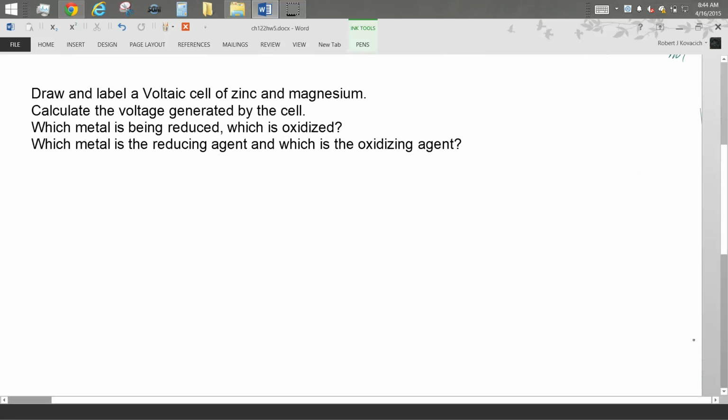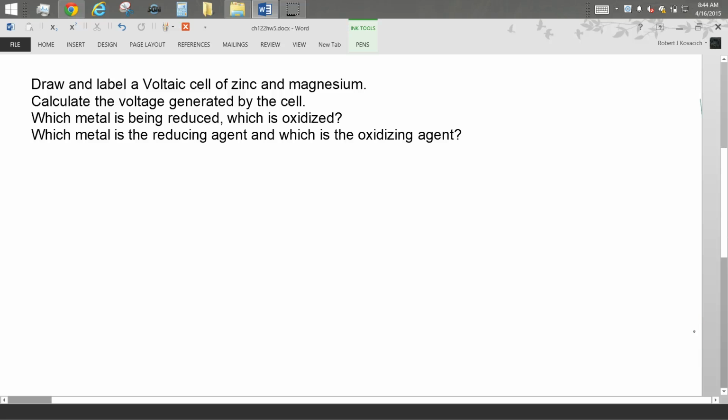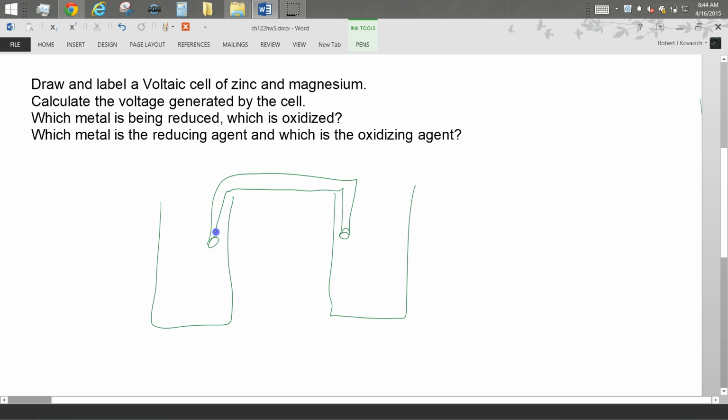All right, we're gonna draw and label a voltaic cell of zinc and magnesium. Calculate the voltage. Okay. So, put a beaker here and a beaker here. The salt bridge is really just like a test tube that's open on both ends, in the shape of a U.